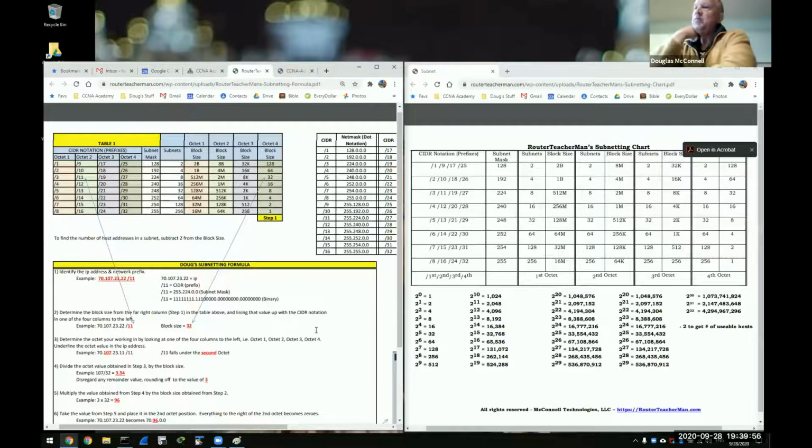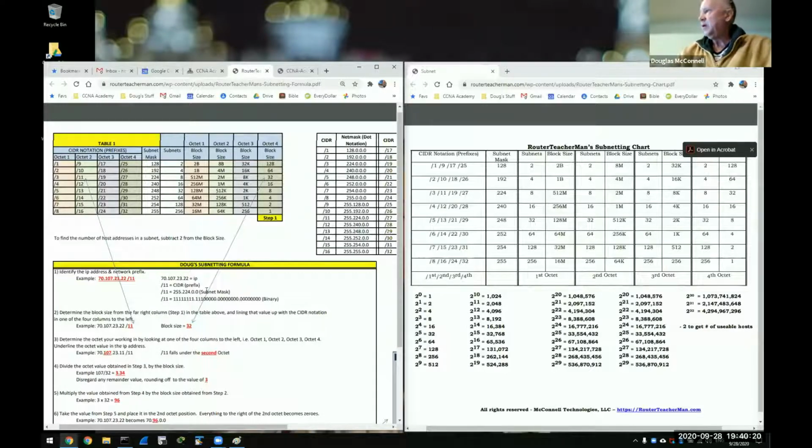Yeah, step number one says identify the IP address and network prefix. What is the IP and network prefix that we're using, George? Okay, so the IP is 70.107.23.22, and the prefix is /11. Always remember to say the slash, yep, always remember that /11 too.